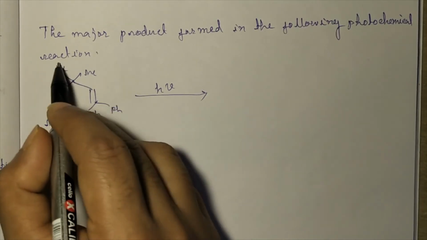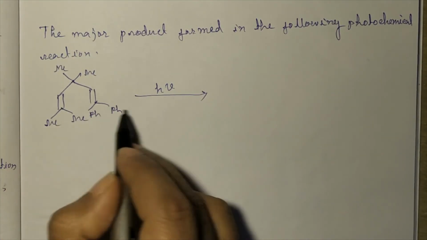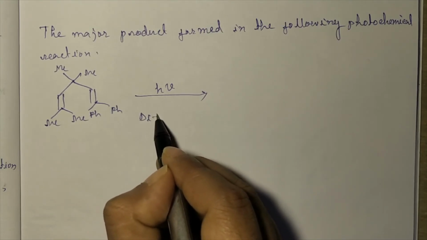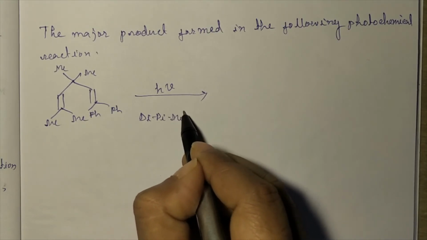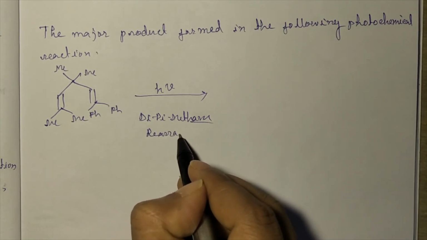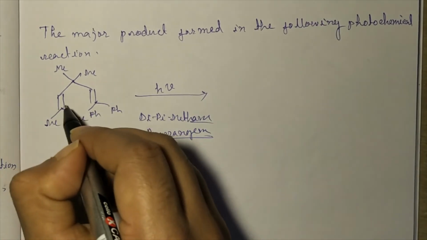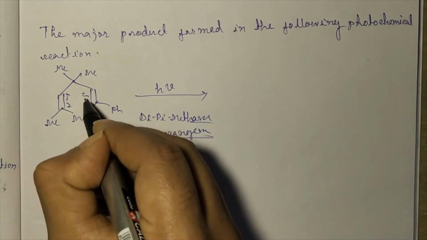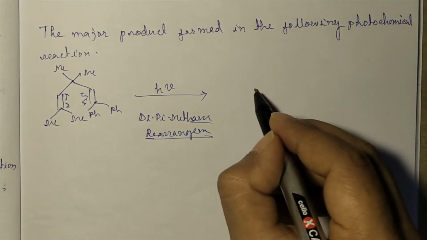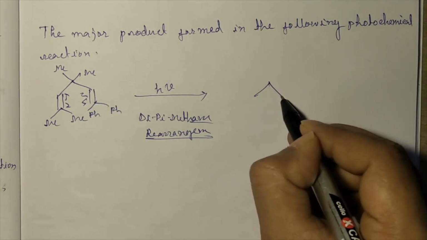Next question. The major product formed in the following photochemical reaction. This reaction is a known reaction that is called di-pi-methane rearrangement. In this reaction, what happened? First, these two pi bonds will be homolytically cleaved, and here a 3-member ring will be formed, a cyclopropyl ring.